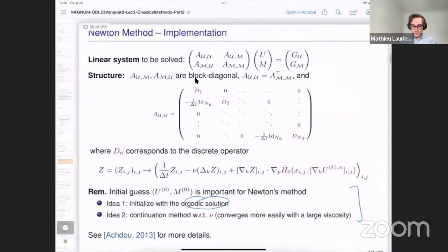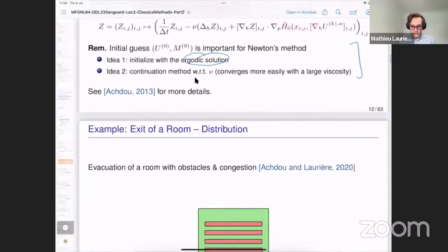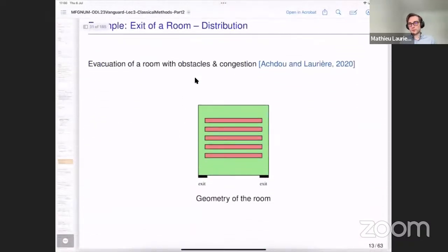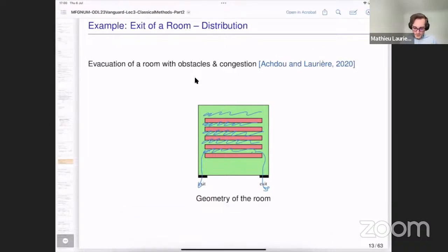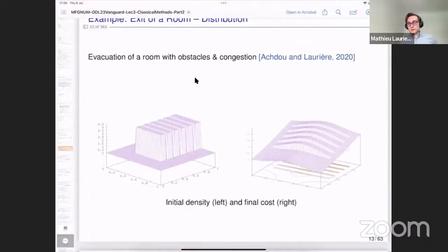One example that we solved with Ivan using this approach. In fact, the same approach works for the mean field control PDE system, so I'm going to show both. This is based on an example where you have a room, and people are located between the obstacles. You can think of, I don't know, a movie theater room or something like this. People are here and they want to exit here and here, while avoiding the congestion if possible.